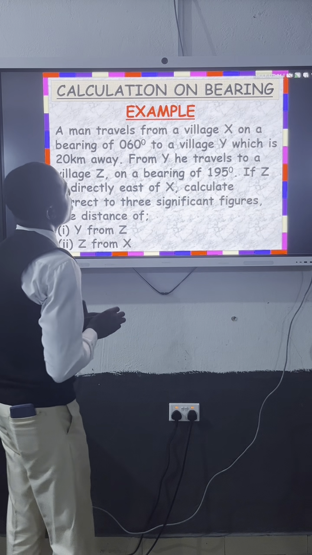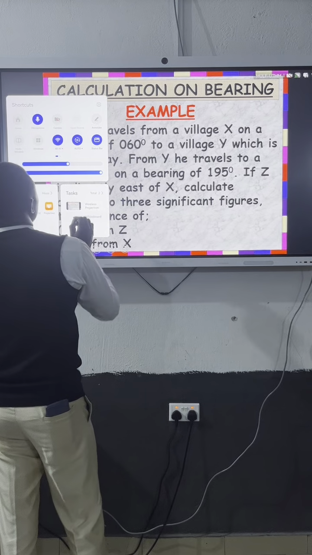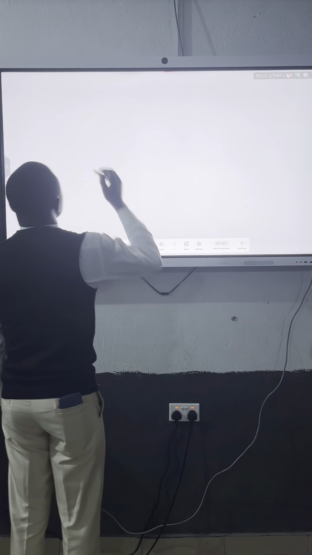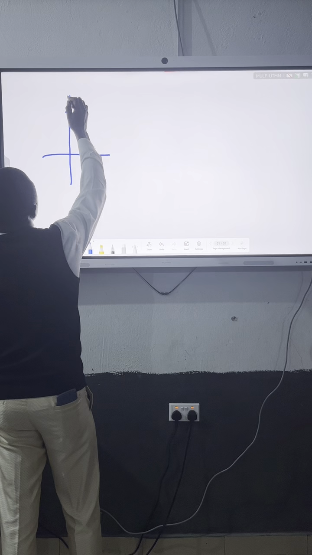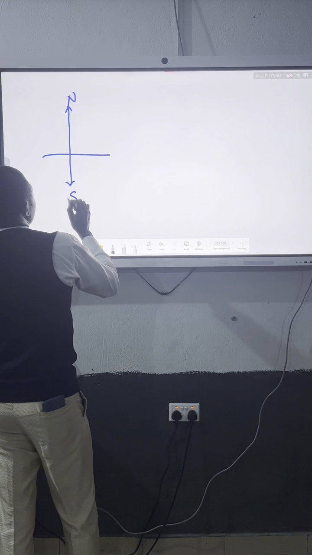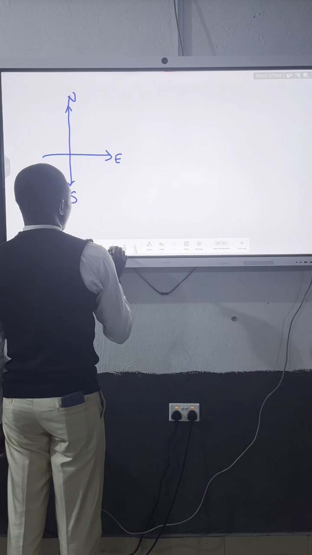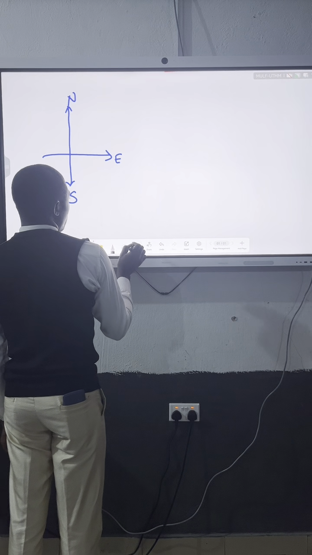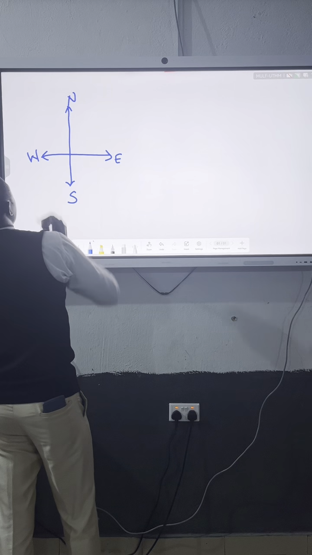The man travels from village X on a bearing of 060 degrees to a village Y, which is 20 kilometers away. So X is the starting point of the whole journey. We start from that point. So we're going to draw your four cardinal points. Over here you have north. Down here you have south. To the right hand side you have east. And here you have west.